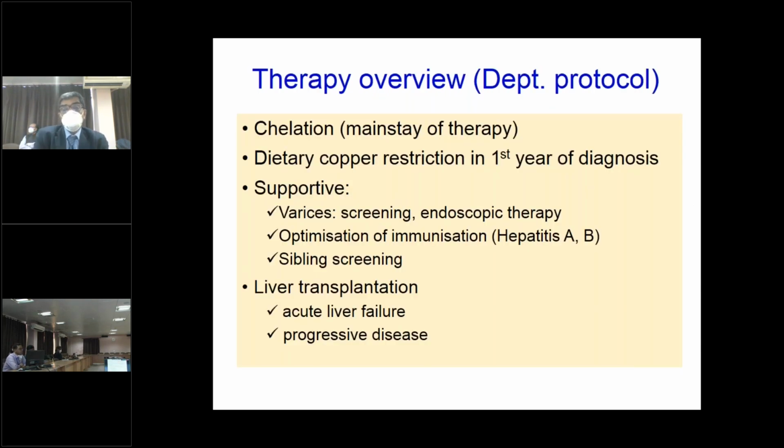Now coming to the therapeutic overview, oral chelation therapy is our mainstay of therapy. Dietary copper restriction is usually practiced in the first year of treatment. We provide supportive care in the form of endoscopic screening for esophageal varices, immunization for hepatitis A and B, and sibling screening, which is mandatory. Liver transplantation is contemplated in the setting of acute liver failure or progressive disease.